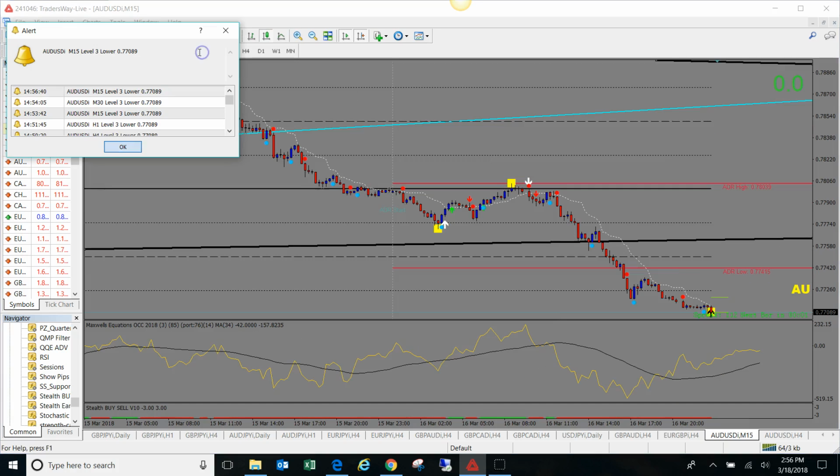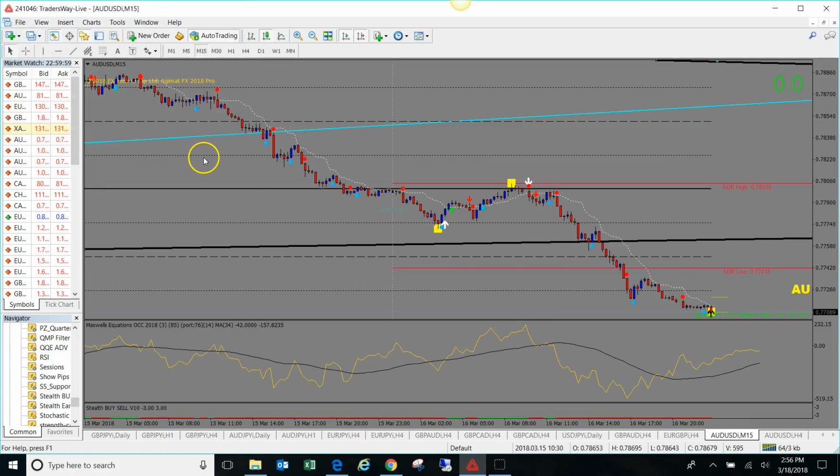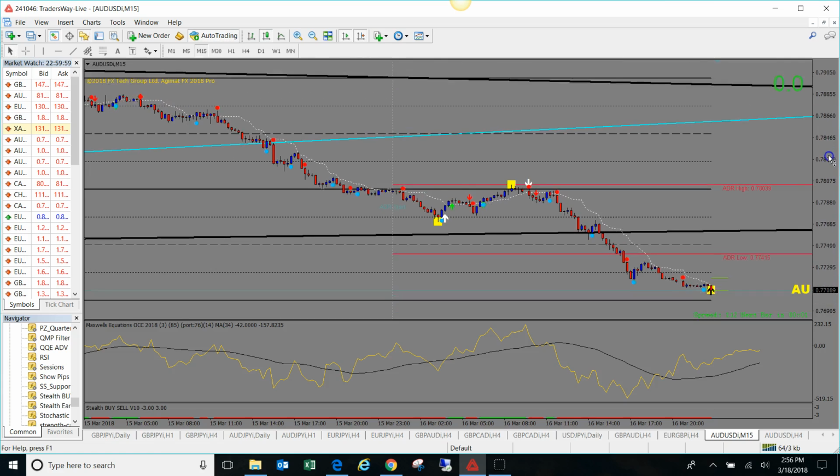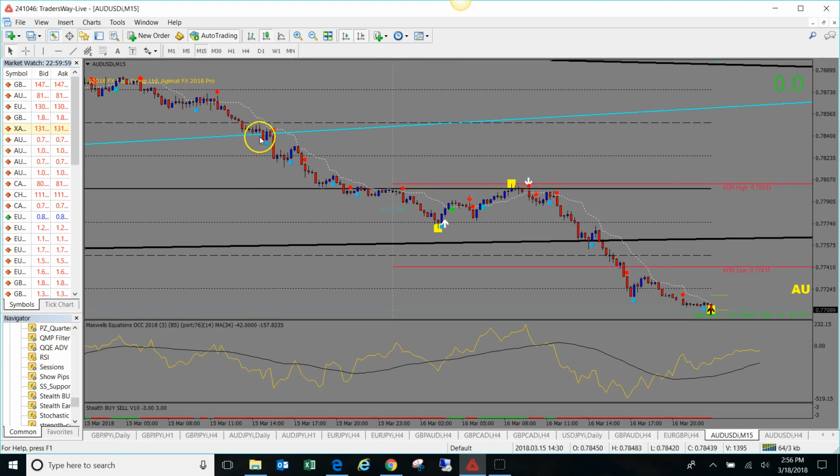Like I said, you can look for entries on the 15-minute too. You can still see there's the daily right here from the bottom. You can barely see it. There it is from the top. And then you've got your 4-hour trend line. I would go off of the 4-hour trend line if I'm looking for entries on the 15-minute. So this would have been your entry here.